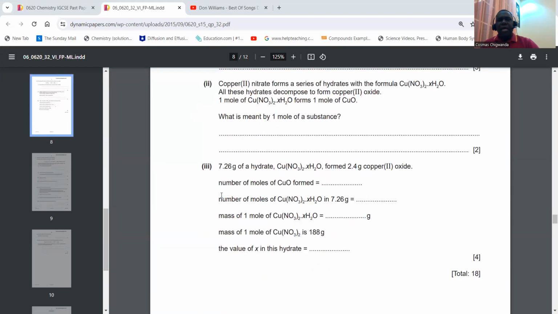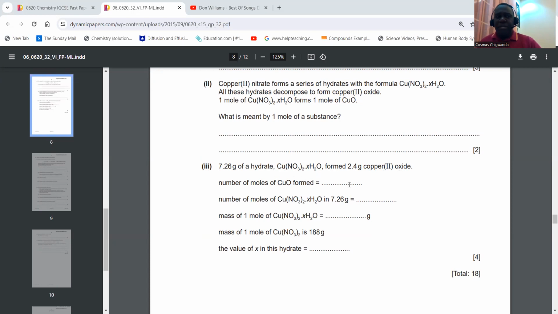Right, now this is where you are supposed to perform your calculations. So it says C part 3: 7.26 grams of a hydrate formed 2.4 grams of copper 2 oxide. Number of moles of copper oxide formed.